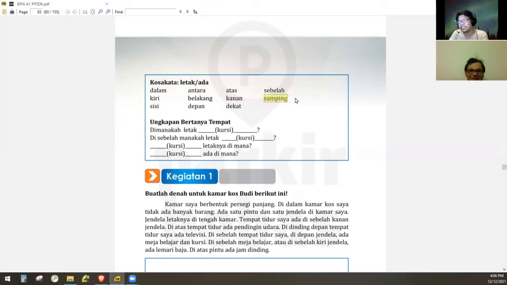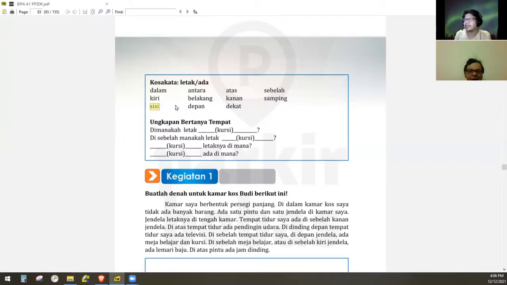And then kiri, you know kiri, right? Kiri, kanan, left, right. Belakang, depan. Behind and front. Yes. How about sisi? Do you know sisi? Side. Yes, side. So on which side? Sisi mana? Almost the same. Sisi is like side.